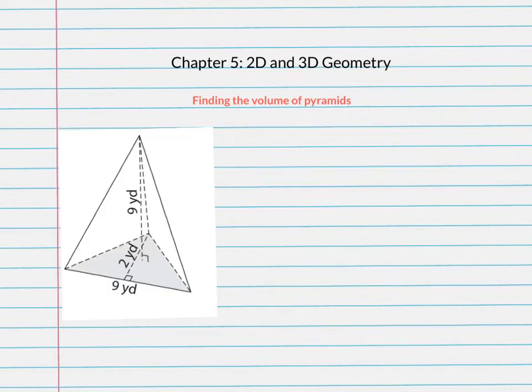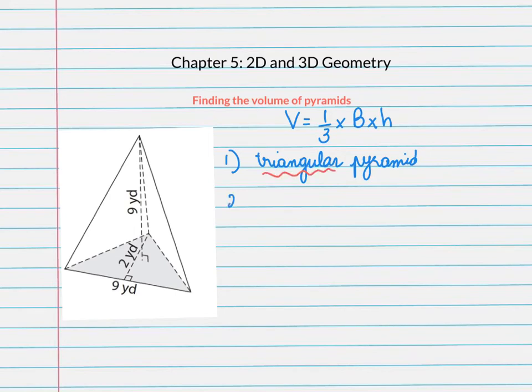Let's find the volume of the triangular pyramid here. First of all, let's write the general rule for the volume of a pyramid: 1/3 times the area of the base times the height of the whole three-dimensional figure. Step 1 is naming this figure. It's a triangular pyramid. Now step number 2 is identifying the shape of the base, which, from the name here, is of course a triangle.